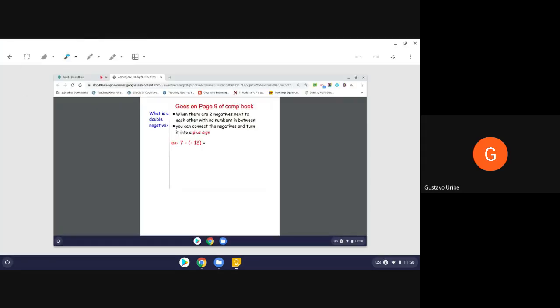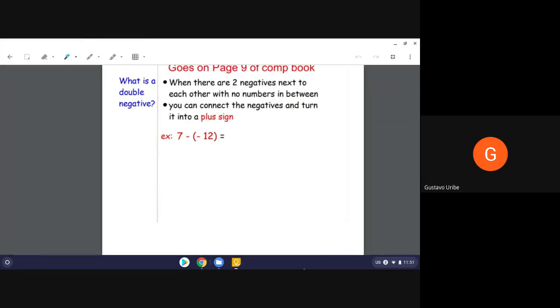So let's do it again since we've already been talking about it. There's no numbers in between these 2 negatives, so I'm going to connect them and make this a plus. If it helps, you can rewrite this as 7 plus 12. You connected the negatives and turned it into a plus, which means they canceled. And now all you have to do is 12 plus 7, because all the negatives are gone. 2 plus 7 is 9. Bring down the 1. Your answer is 19.